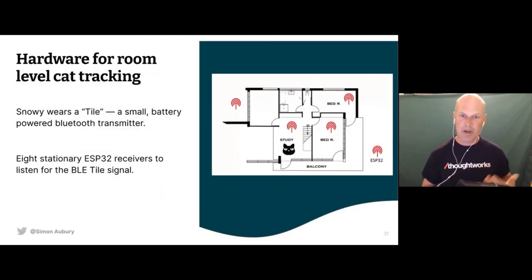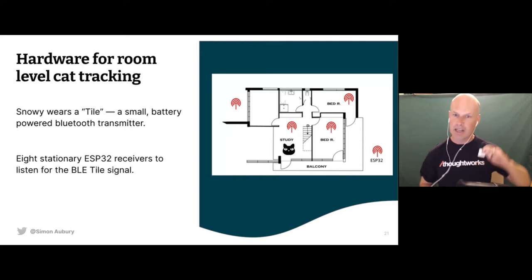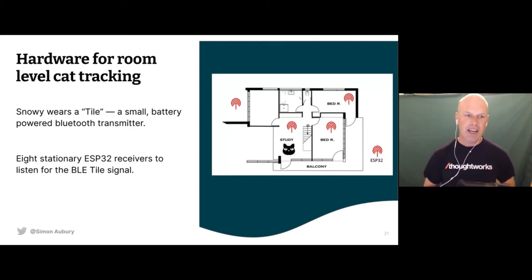How do you actually initially track a cat at a room level around a house? I actually used this Bluetooth beacon. It's called a Tile, and it actually hangs on her collar. And it just sits there, is a very lightweight device, and actually just transmits a Bluetooth low energy signal.